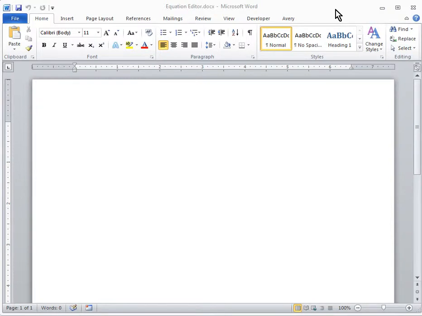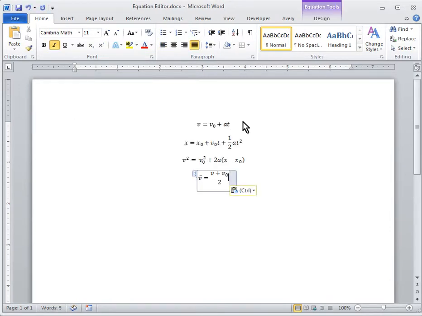So I'm going to start by entering some equations that we're currently studying, the equations of motion in one direction. We have the one where the velocity is equal to initial velocity plus acceleration times time, where the acceleration is a constant. Another one where the position as a function of time is equal to its initial position plus the velocity times the time, plus, if there's constant acceleration, half the acceleration times time squared.